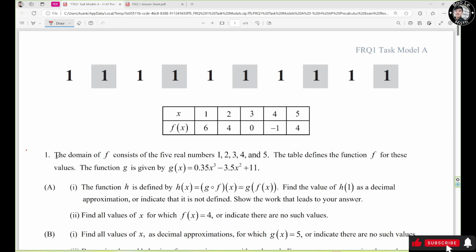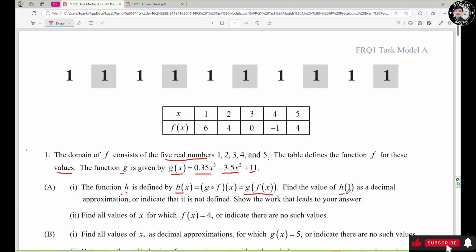Now question 1. The domain of the function f consists of the 5 real numbers 1, 2, 3, 4, 5. The table defines the function f for these values. The function g is given by g of s equals 0.35 s cubed minus 3.5 s squared plus 11. The function h is defined by h of s equals g of f of s, and this one is the composite function. Alright, so keep that in mind.